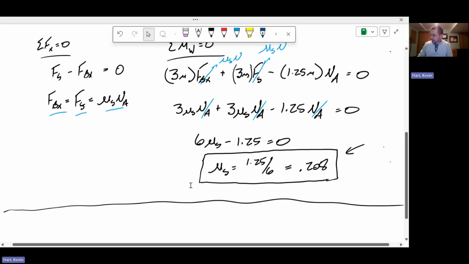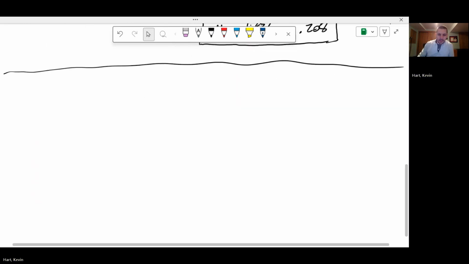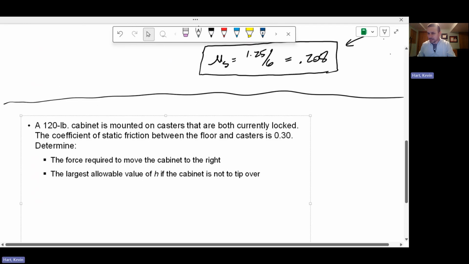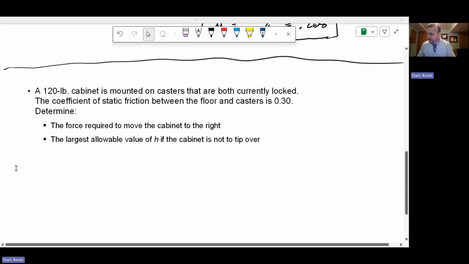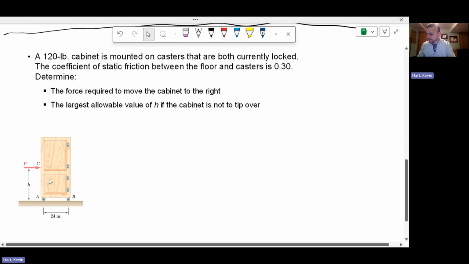Okay, we have one more problem that we're going to work through here, and that is from slide 13 in the deck. And I'm guessing maybe many of you have seen problems that look like this in your physics class. This is a very famous classical physics type problem. But we're going to attack it from a statics point of view.